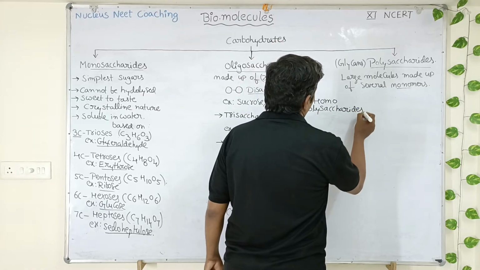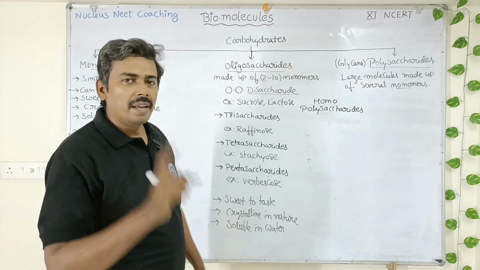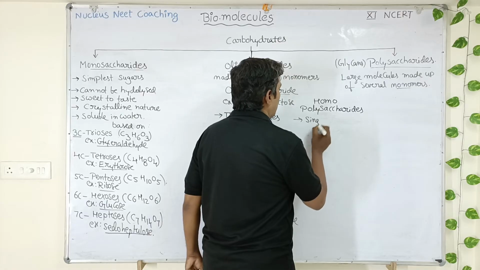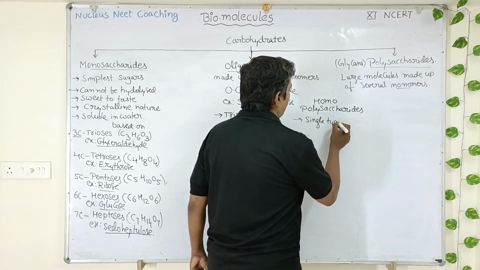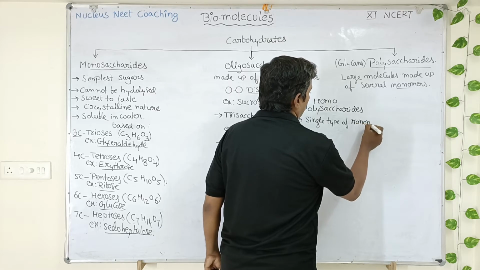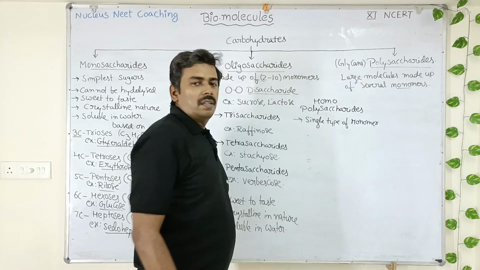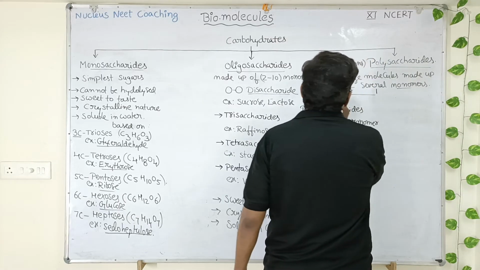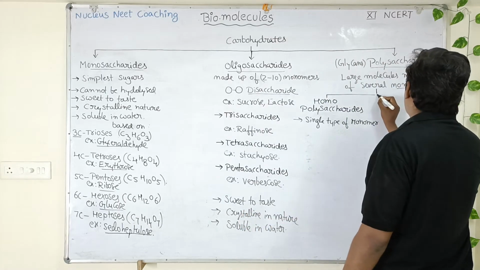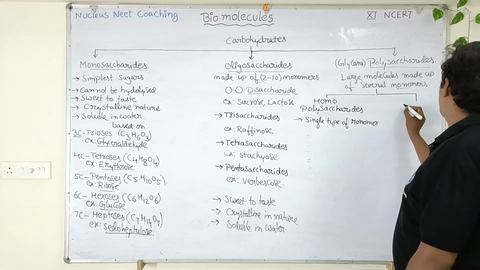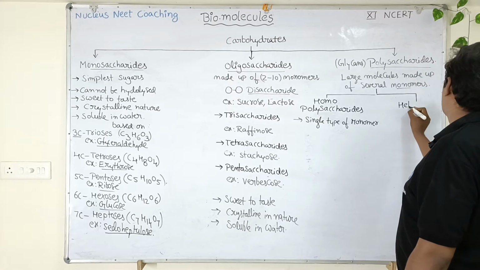Homopolysaccharides are made up of a single type of monomer. Okay, next, second type of polysaccharides. Those polysaccharides which are made of more than one type of monomers are called heteropolysaccharides.